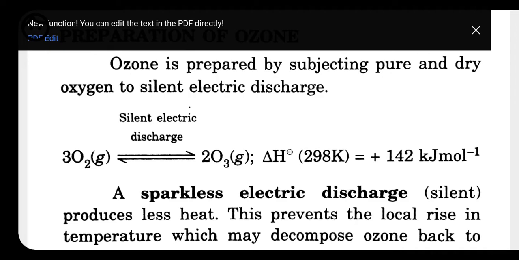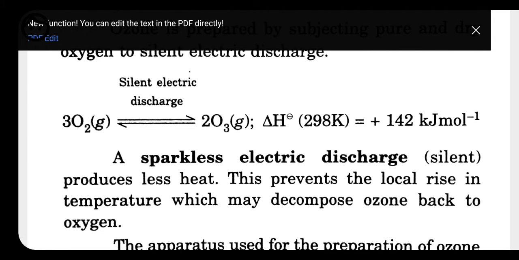Here it has 142 kilojoule per mole of enthalpy. It means it is an endothermic reaction. See, sparkless electric discharge means silent discharge, which produces heat. This prevents the local rise in the temperature. Here we are giving it slowly so as not to allow the temperature to increase directly.